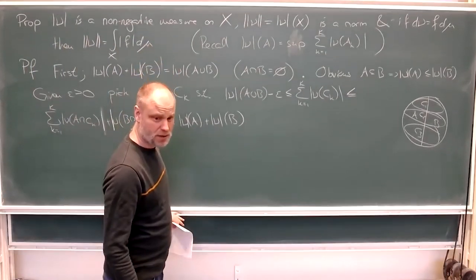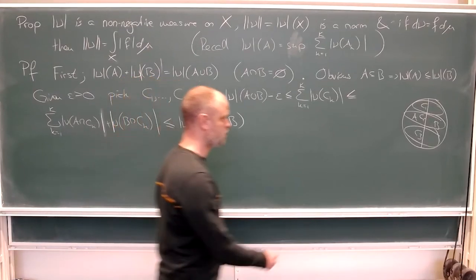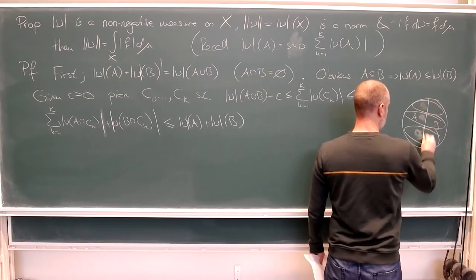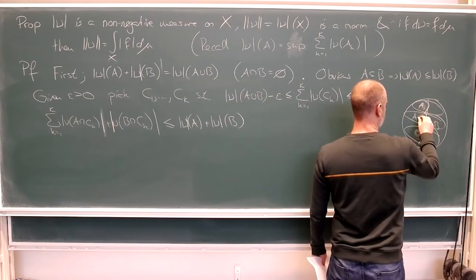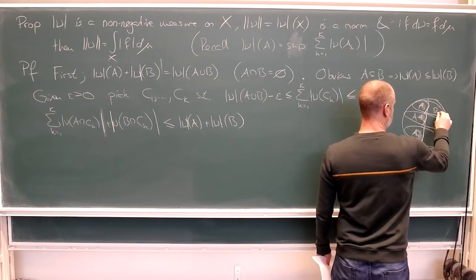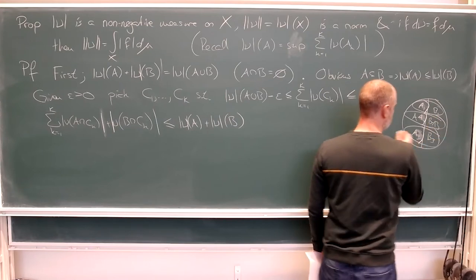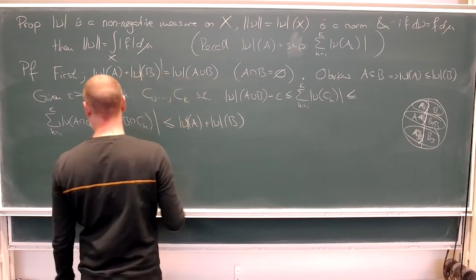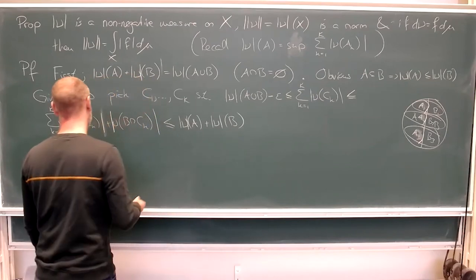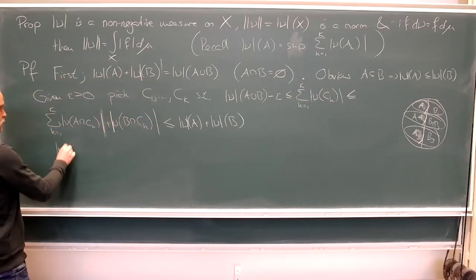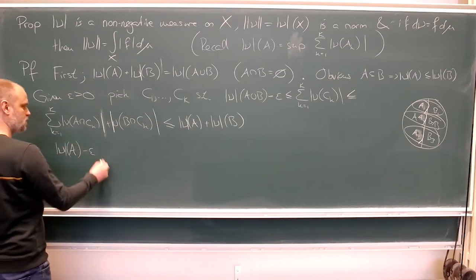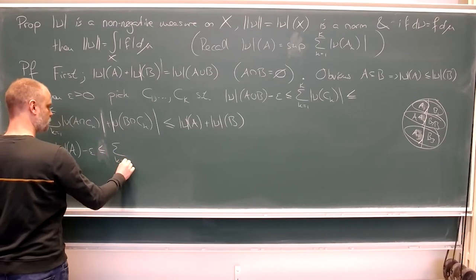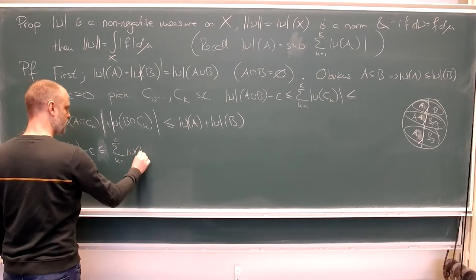And as I said, to prove the reverse inequality, we just flip the argument around. So now instead of C1, C2, and C3, I'm going to use these. There's A1, A2, A3, and then you have B1, B2, B3. Of course, they don't need to lie next to each other, but yeah, you get the point. So what we have now is mu of A minus epsilon is less than or equal to the sum, k goes from 1 to K, of mu of A_k.